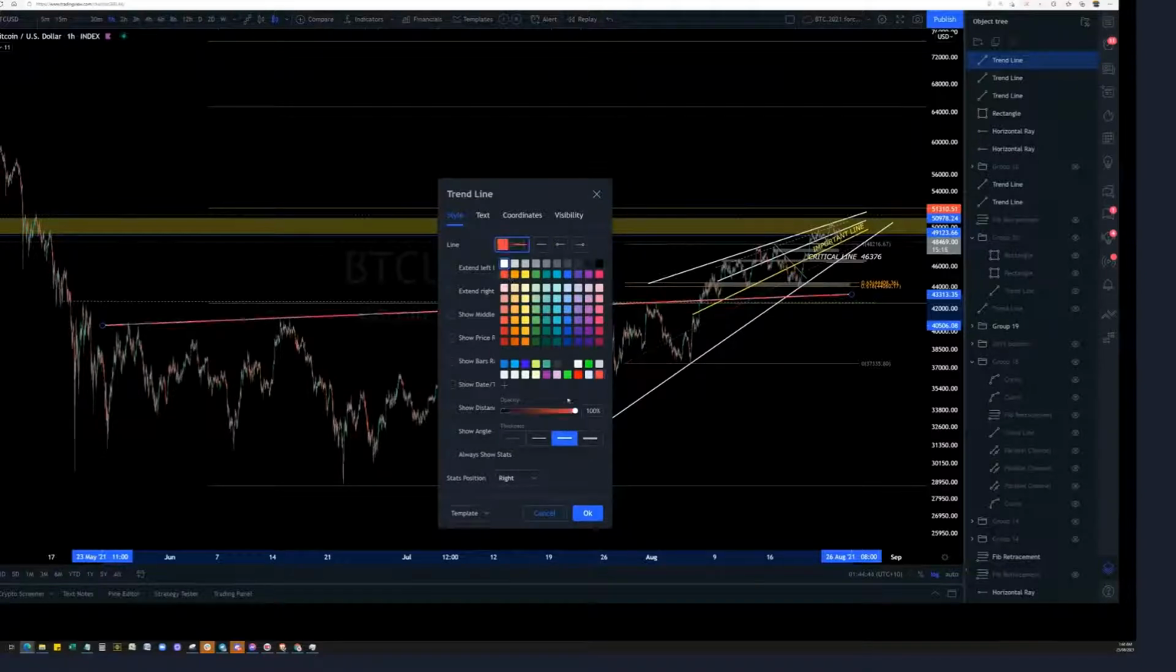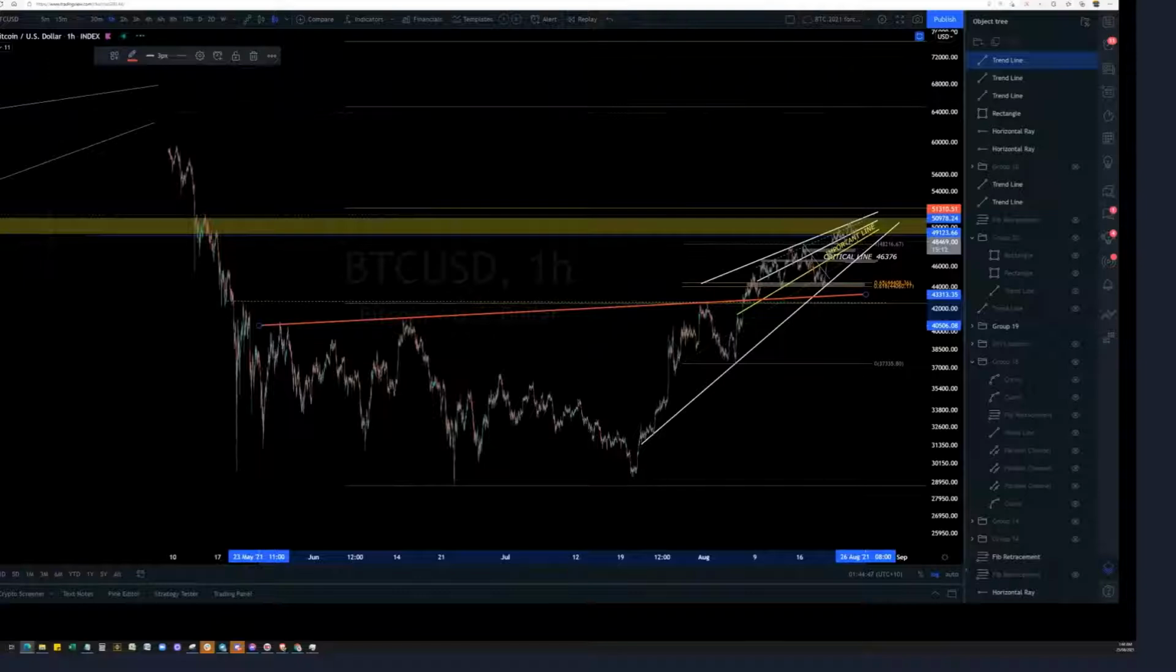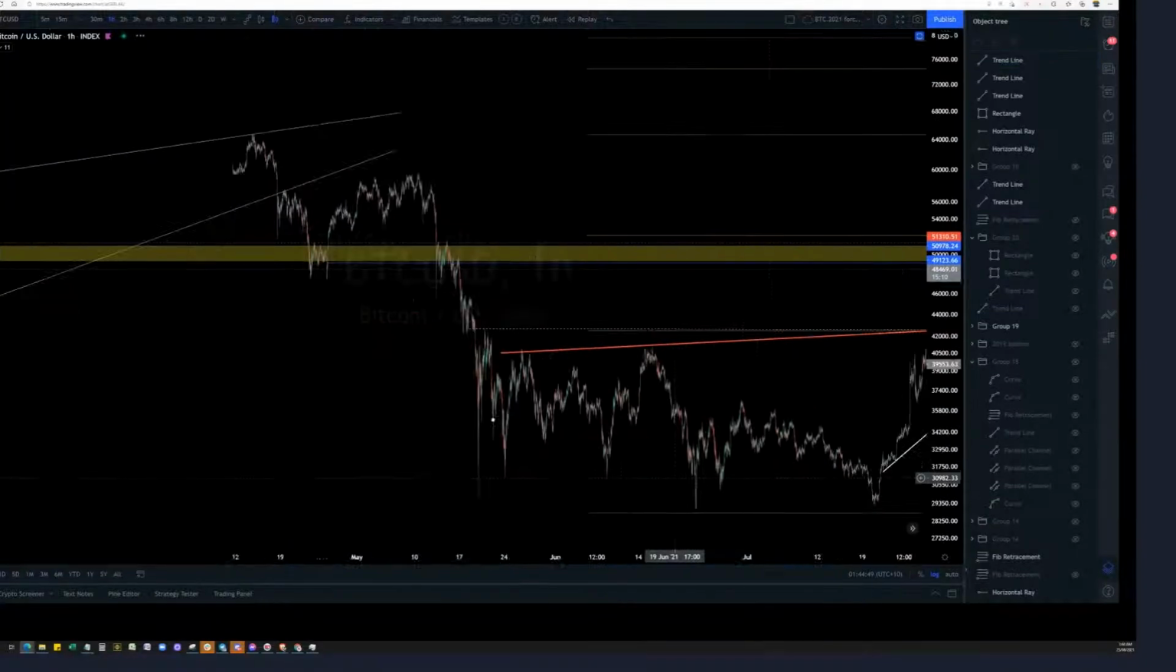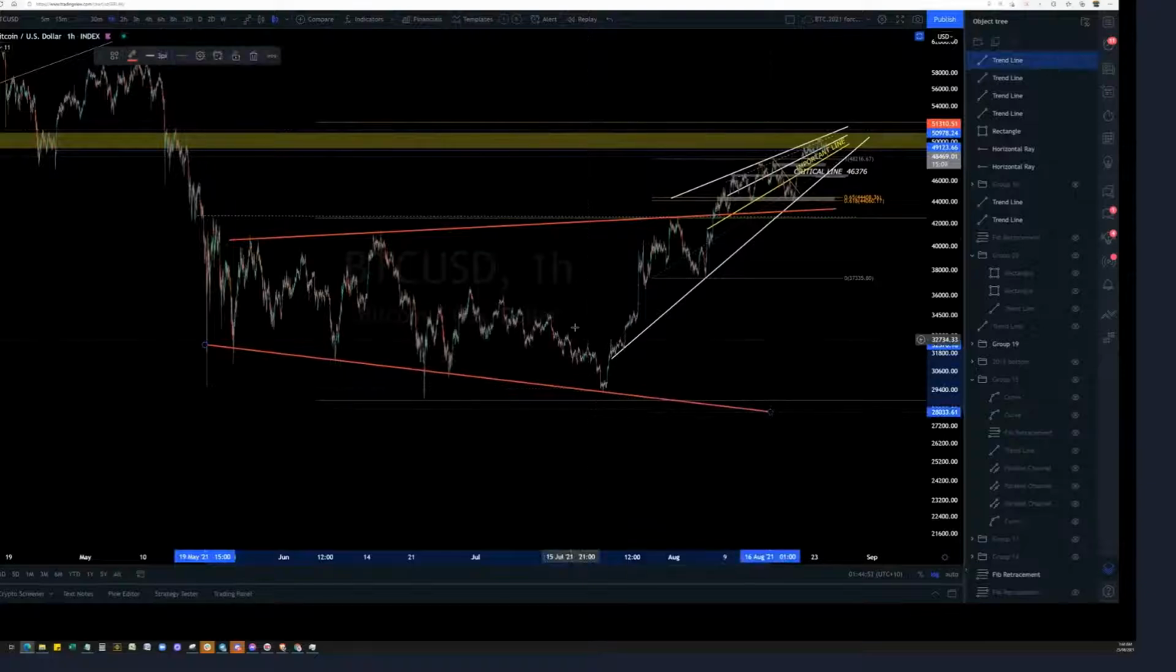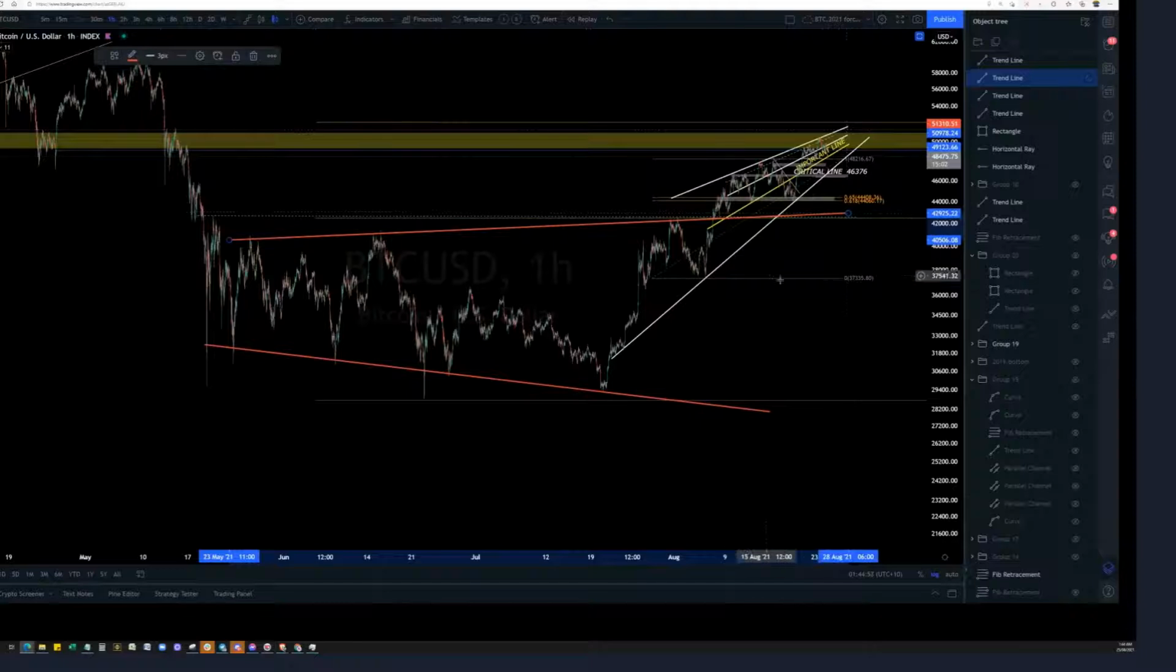I can put that there. So this was our reversal structure when we broke out. I still think this reversal structure is important, and then we might actually find support on this structure as well.